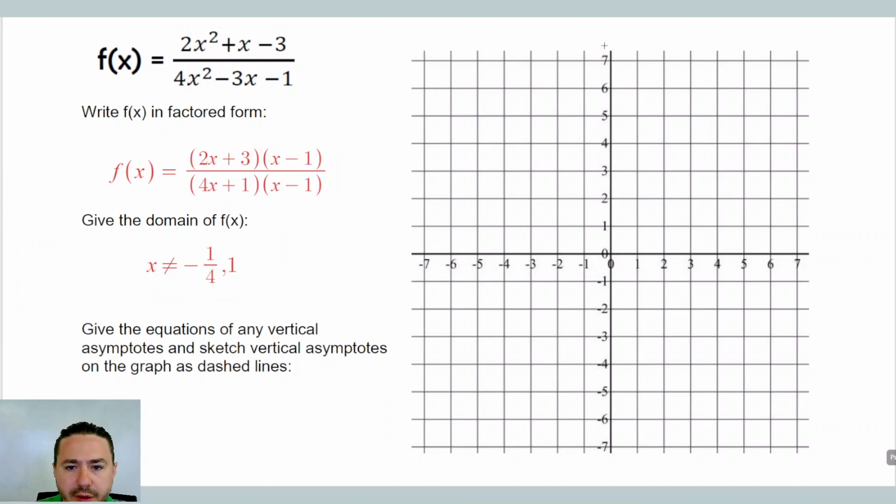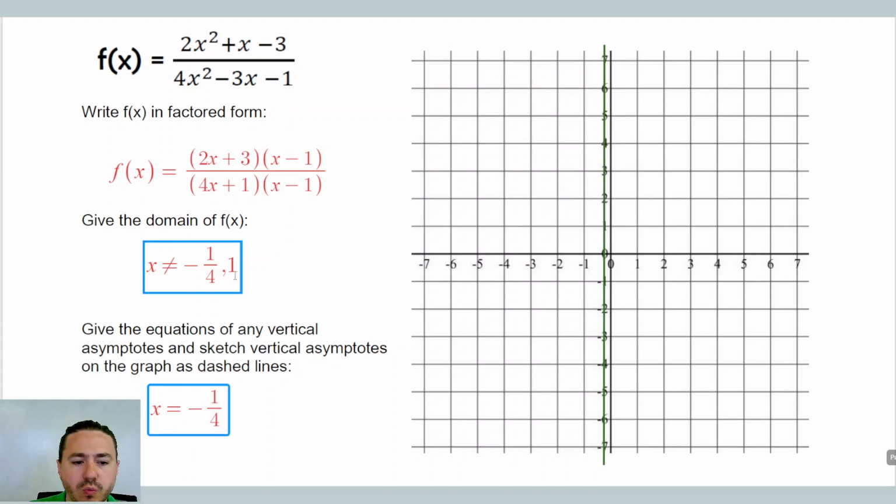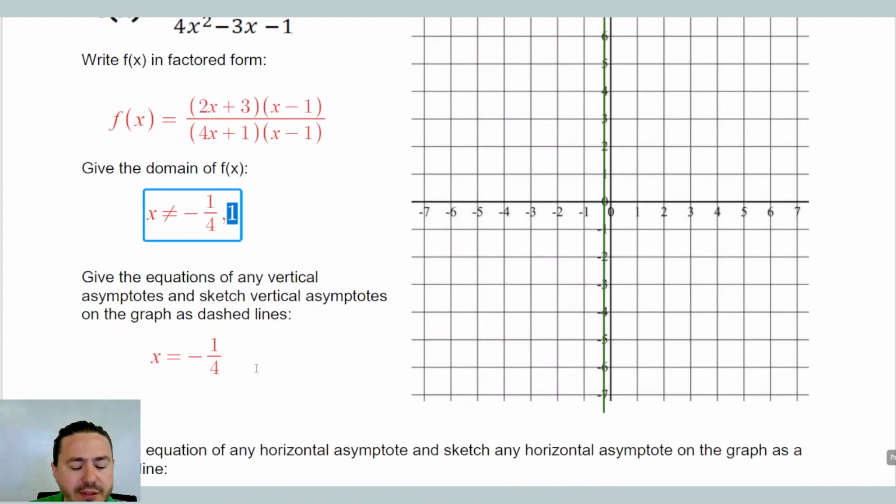It's going to be like right about here. Let's see, so that'll be x equals negative 1/4. We know that this x equals 1 is actually going to be a hole. So hopefully they ask about that. If not, we'll find it separately.